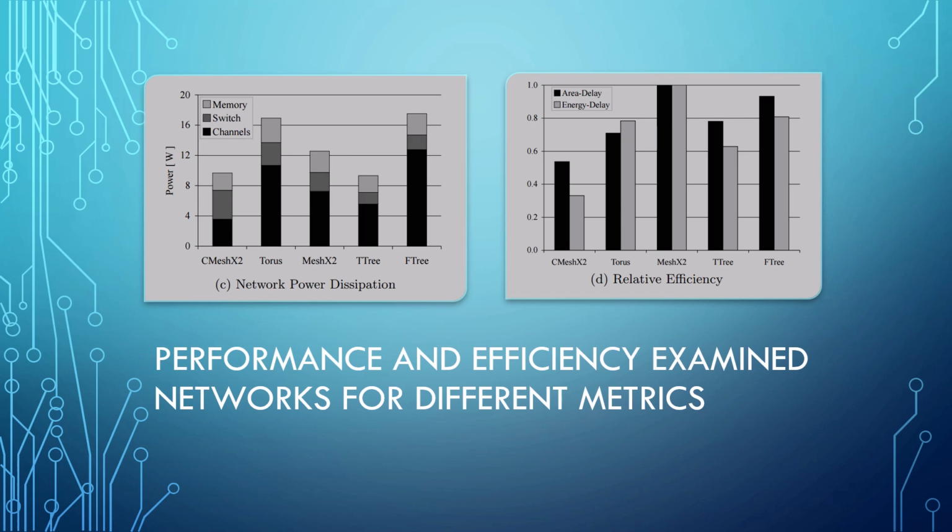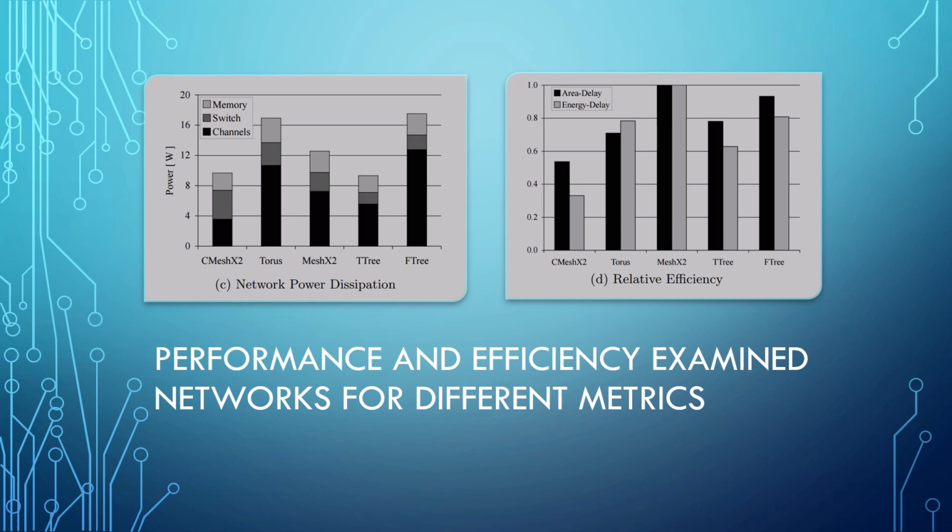Now looking at graph D, relative efficiency, CMesh has almost double the efficiency of the worst performing topology here, which is mesh with two networks. So again, that's reflected in both area and energy here. So yeah, we can move on to the next point.